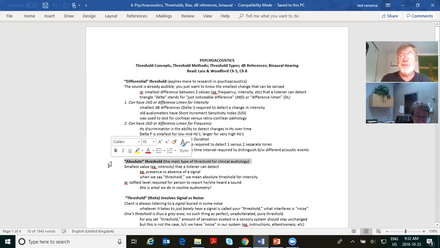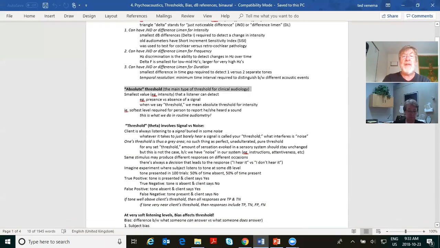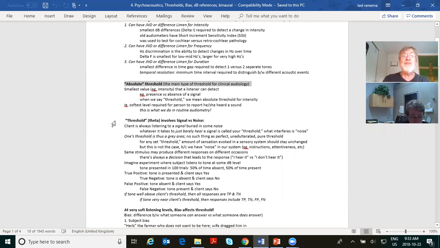We're more concerned about absolute threshold. And that's the softest that a listener can detect. In other words, the presence versus the absence of a signal. And that's what we are doing in routine audiometry. And that word threshold always uses the Greek letter theta. And theta is a circle with a line through it.